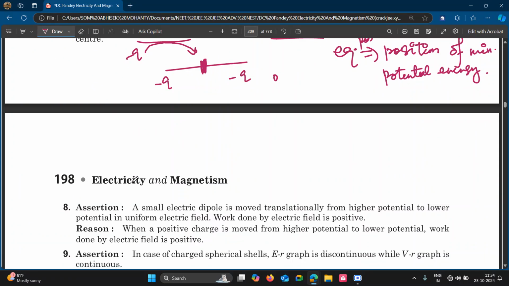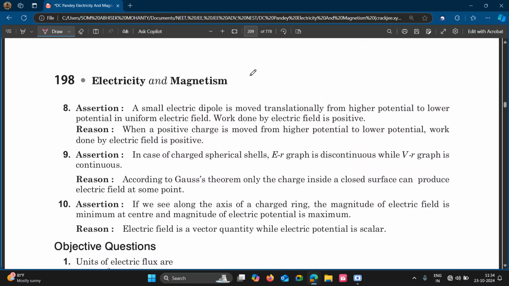Okay. Next question. Try this question number 8. Please try. Until you try, I will not solve it.